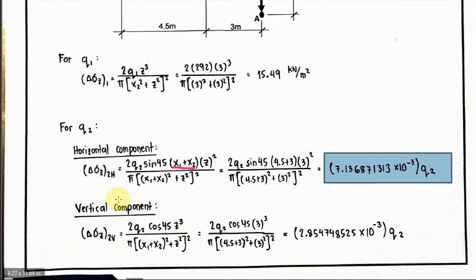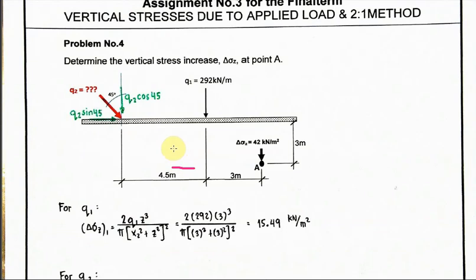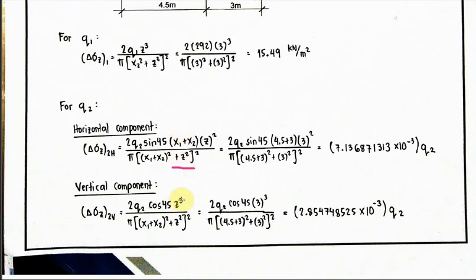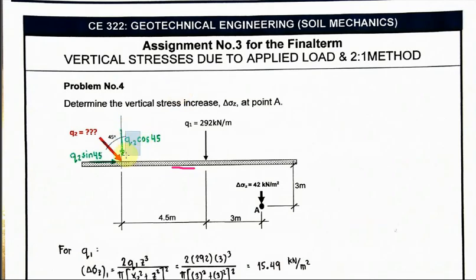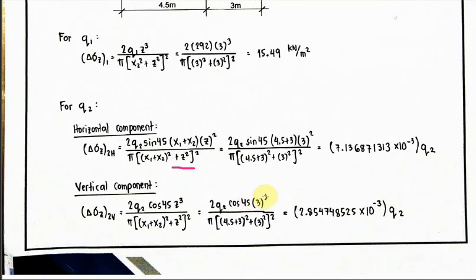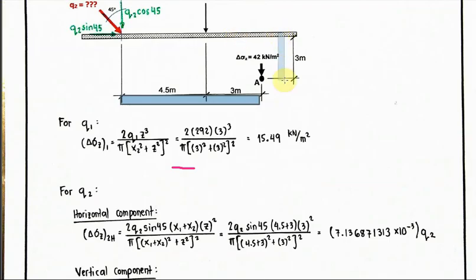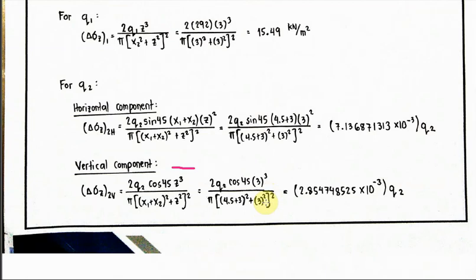Then for the vertical component, if it is purely vertical, you just cube the z, or raise z to the third power. If your intensity or given load is purely vertical, we have 2 times Q2 cosine 45 times 3 cubed over pi times (4.5 plus 3) squared plus 3 squared, where 3 is the z distance, the vertical distance from this layer up to point A, then squared.